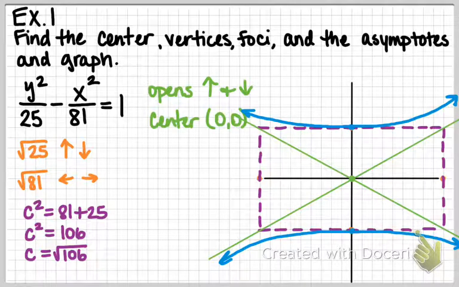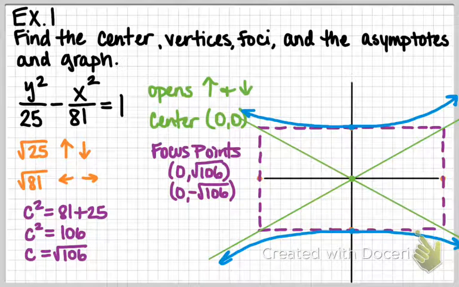Well, the square root of 106 is a little over 10, so I would go 10 spaces from the center in both directions, up and down, since it has to be inside the hyperbolas, and that will be the location of my focus points. So at 0, comma, square root 106, and 0, comma, negative square root 106.